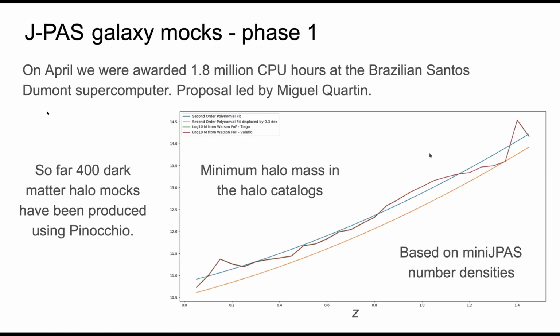In order to produce 3,000 mock catalogs, we need computing time. Miguel Quartin led the proposal at the Santos Dumont supercomputer, a Brazilian supercomputer in the state of Rio de Janeiro. In April, we were awarded almost 2 million CPU hours, basically all the hours that we asked for. So far 400 mocks have been produced. In this plot, I'm showing the minimum halo mass that we are keeping in the simulations as a function of redshift. And this is again based on those miniJPAS number densities that I showed before.